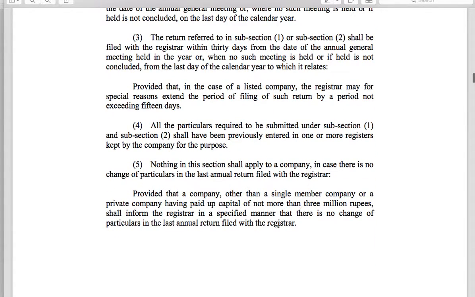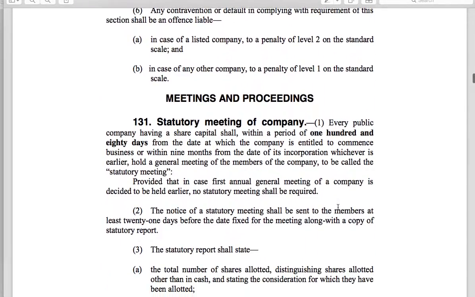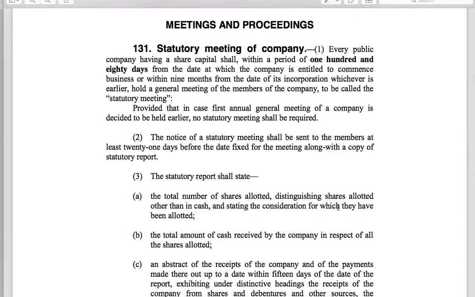There are a few exceptions to keep in mind: if the paid up capital is less than 3 million and there is no change, then there is no need to file this form annually. But mostly, if you have a paid up capital of more than 3 million in a private limited company, a listed company or a public company, you have to fill this form to inform the SECP of all the changes in the officers, paid up capital, debenture holders, etc.